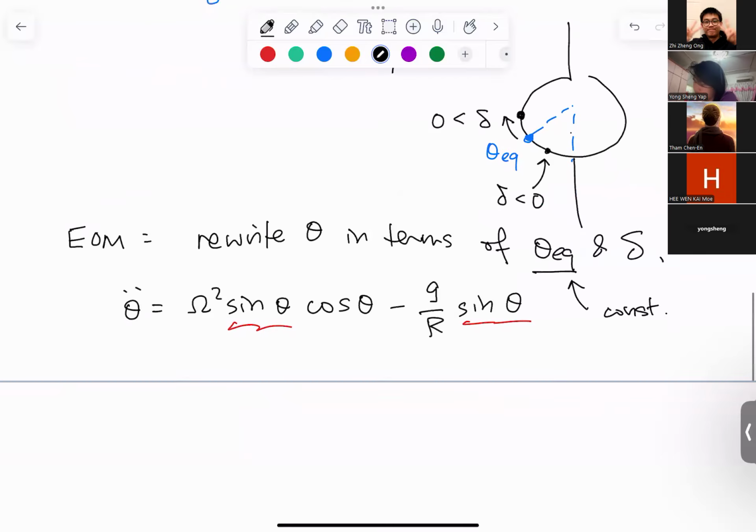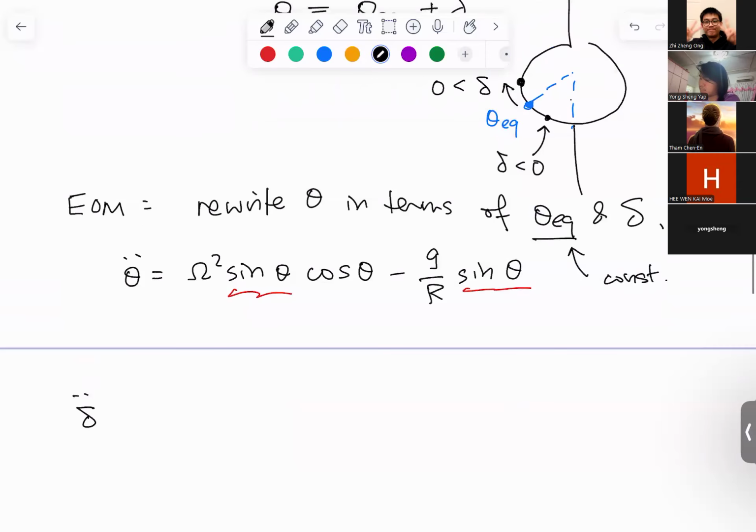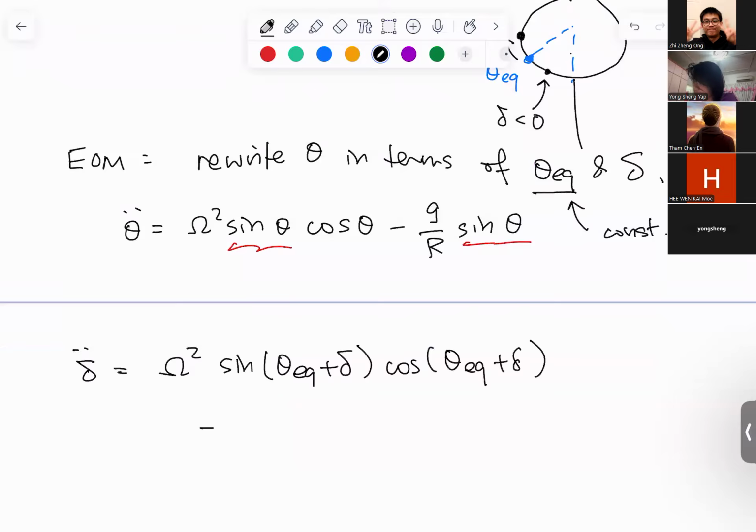So basically, the only thing that changes with respect to time is the displacement of the bead with respect to the new equilibrium angle, which is delta. And we can write everything as previously, okay? So you have sine of theta equilibrium plus delta, times omega squared cosine of theta equilibrium plus delta, minus g over R, which is omega C squared, as we defined before. And we have sine of theta equilibrium plus delta.